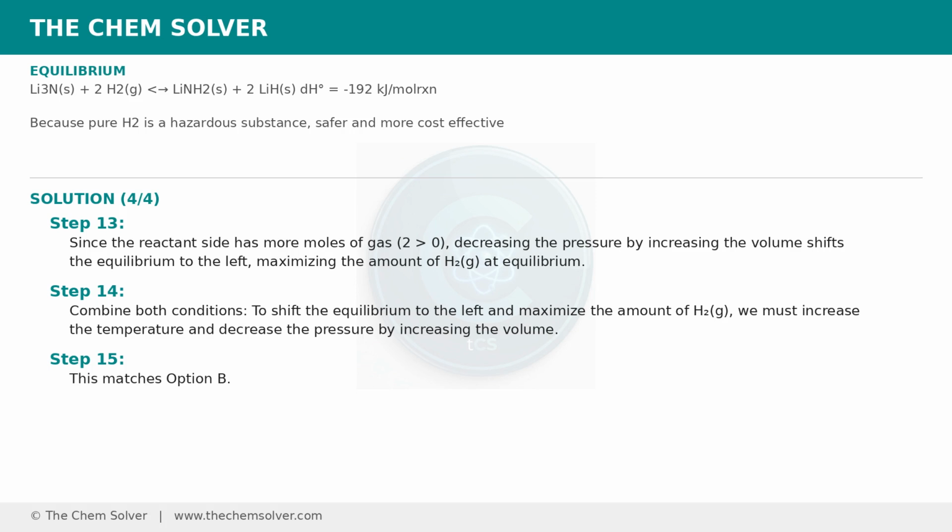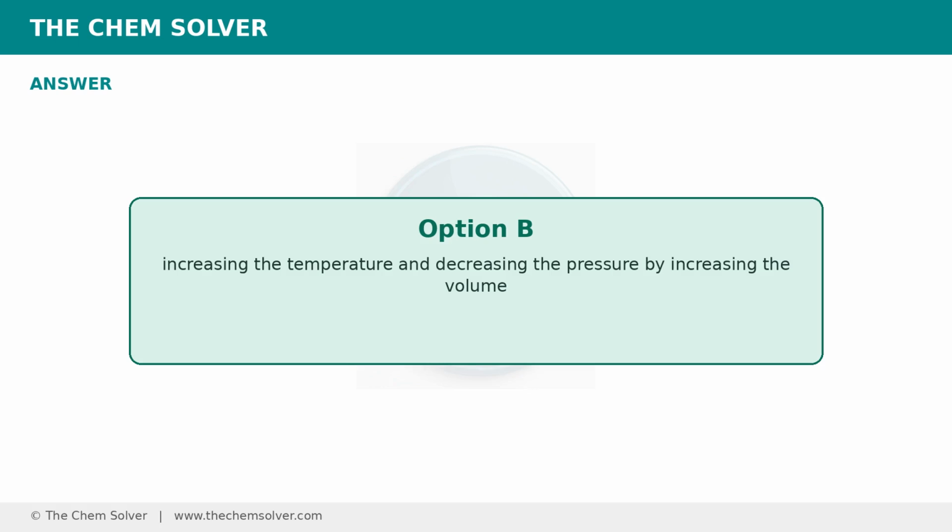Combine both conditions. To shift the equilibrium to the left and maximize the amount of H2, we must increase the temperature and decrease the pressure by increasing the volume. This matches option B. The correct answer is option B, increasing the temperature and decreasing the pressure by increasing the volume.